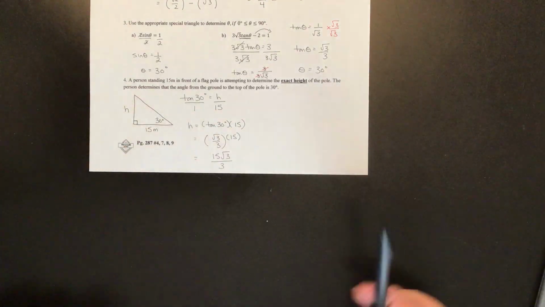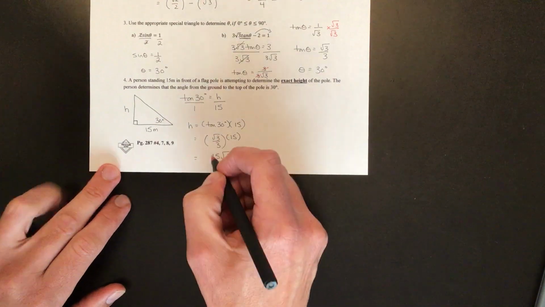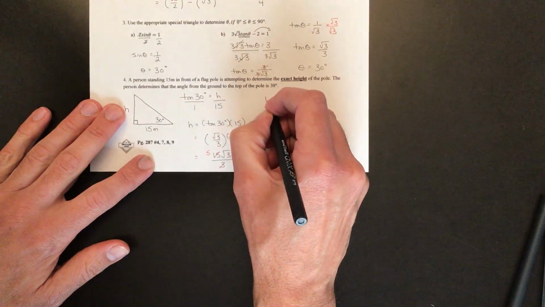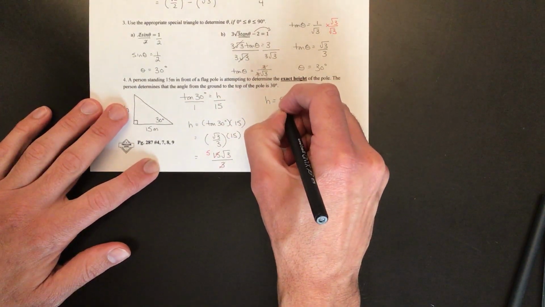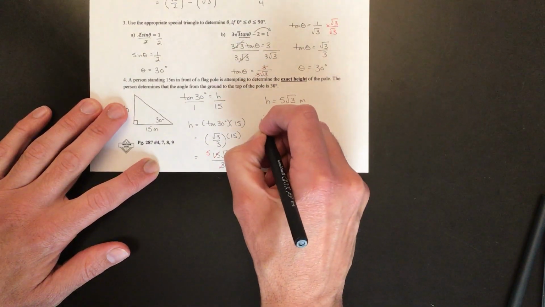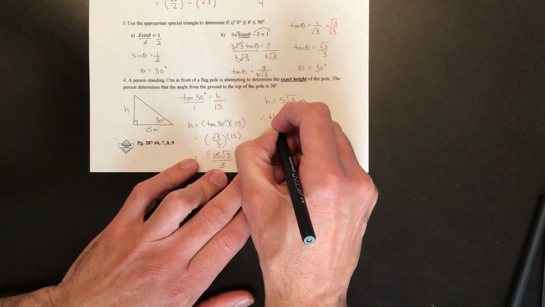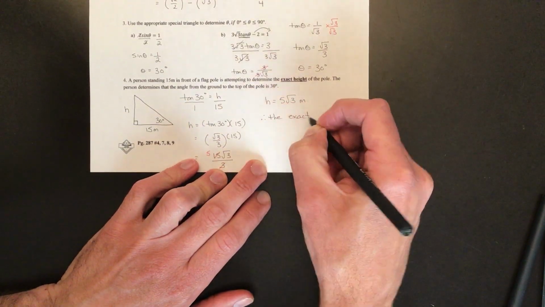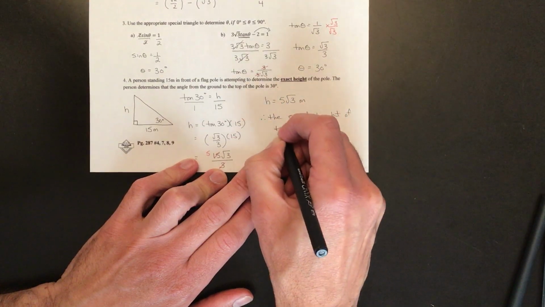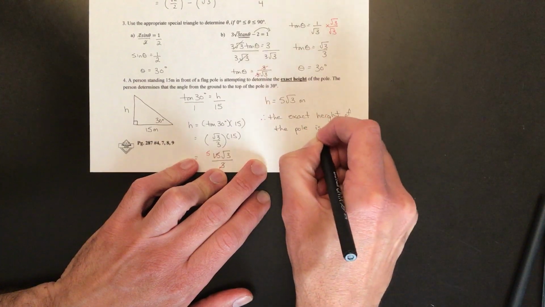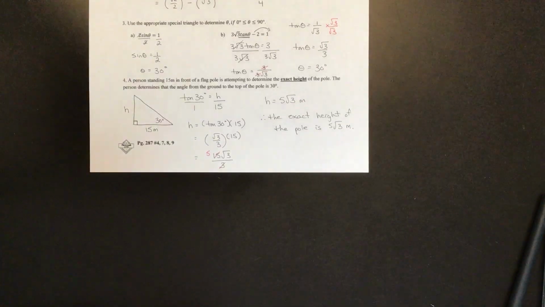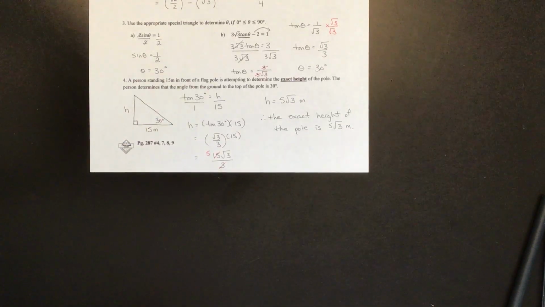And again, this can be simplified, right? Because I have 15 and 3. 3 divides into 15 5 times. So now h is equal to 5 root 3 meters. So little therefore statement, therefore the exact height of the pole is 5 root 3 meters. And that is our lesson on special angles.